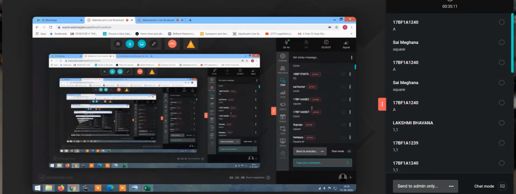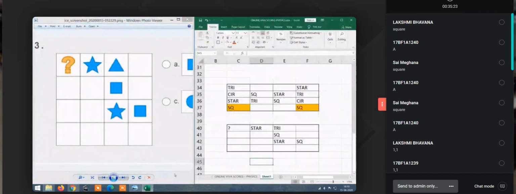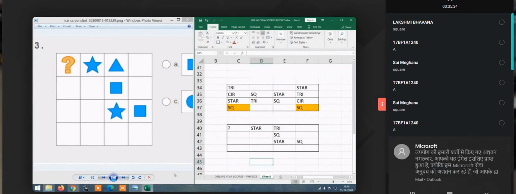Mostly the answer that I'm getting is square, but there are also people who say circle. It is not rectangle, guys. It is square. We just have four shapes: star, square, triangle, and circle. Okay. So I see most of you say it is square, but there are some who feel it is circle. So we'll see how to do this.